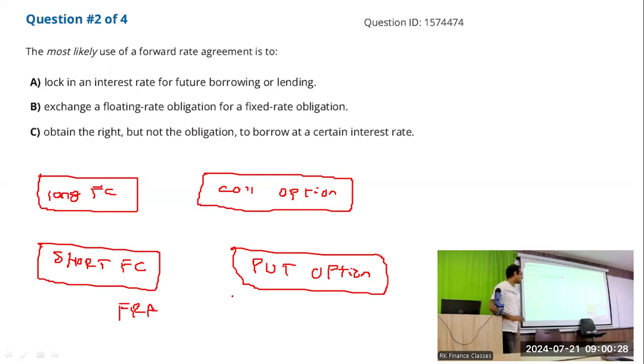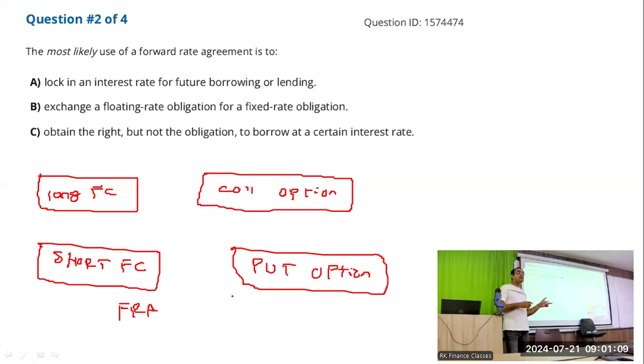Take a note of this. Quickly write down: long forward contract versus call option. Long forward contract, you have to buy the laptop. Call option, you have an option to buy the laptop. Long FRA, you have to borrow. Interest rate call, you have an option to borrow, which is what was mentioned in option C. Obtain the right means option to borrow.